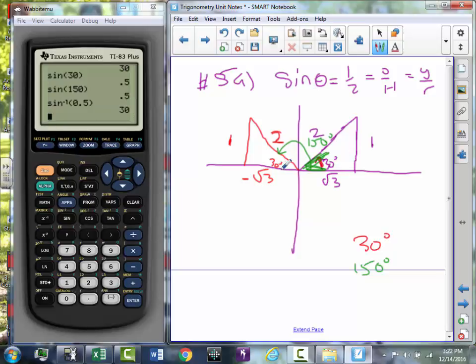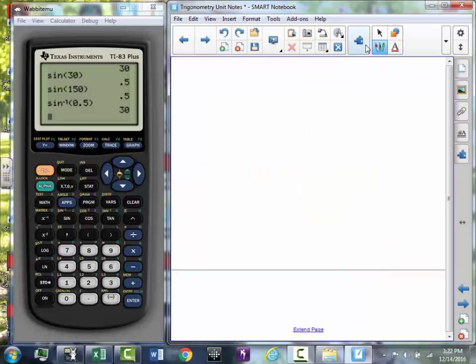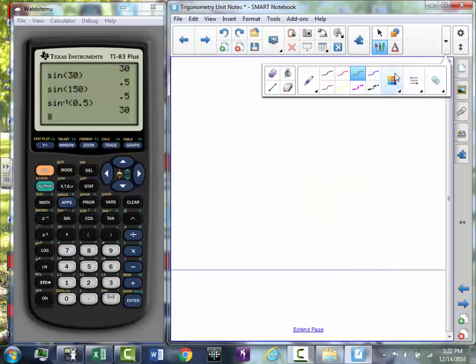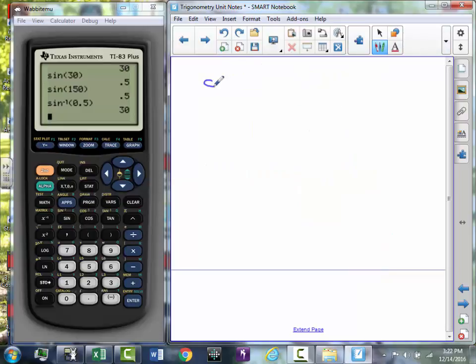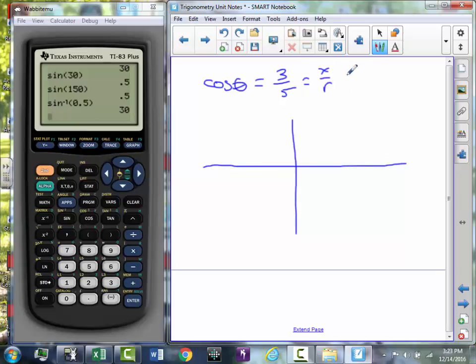Yeah, let's try another one. I'll do one that's maybe not on your assignment, but just another one like it. Let's say I told you that cosine of theta equaled 3 over 5. Here's what you could say: cosine is equal to your x over your r. It's your adjacent over your hypotenuse.